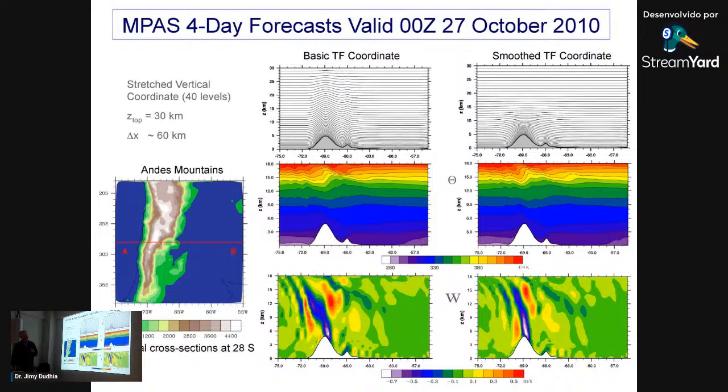In WRF, we now do have a hybrid coordinate, which also can have flat upper levels. So WRF also does have this capability of going flat at the top, but by using a different method from the smoothing. You can see this example was done in South America. That's the Andes there in this test case.